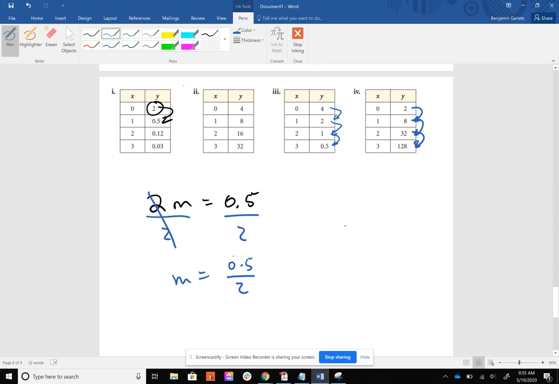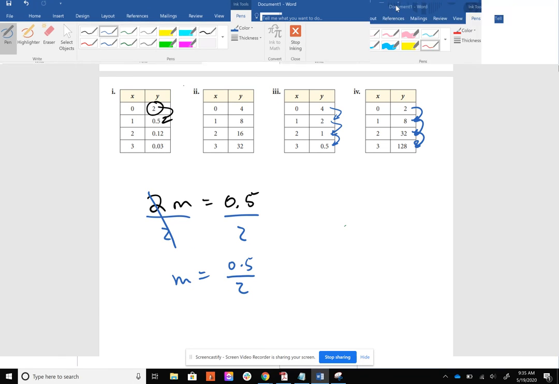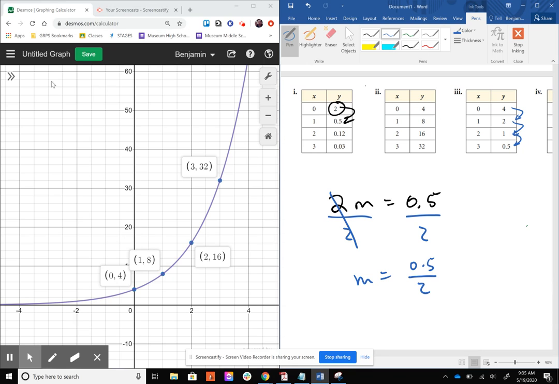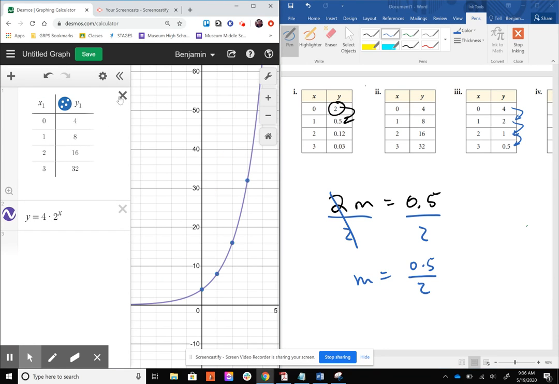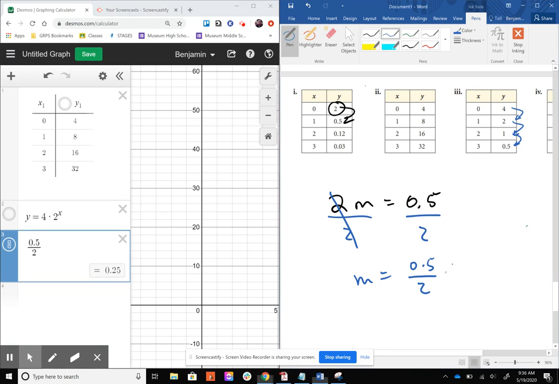If you're not comfortable with that division, let's go to Desmos, calculator of some sorts. Turn these off for a second. 0.5 divided by 2, 0.25. So from here, I see that to get from my first term to my second term, I multiply by 0.25. Let's see if that's the same case for the next.